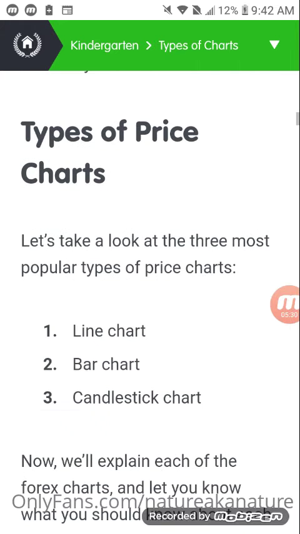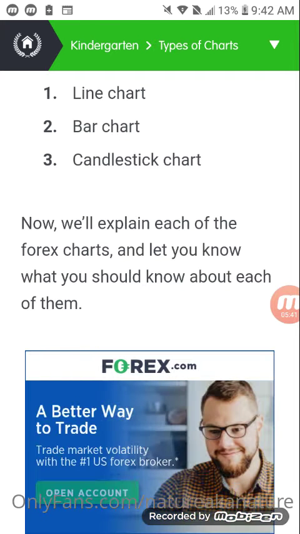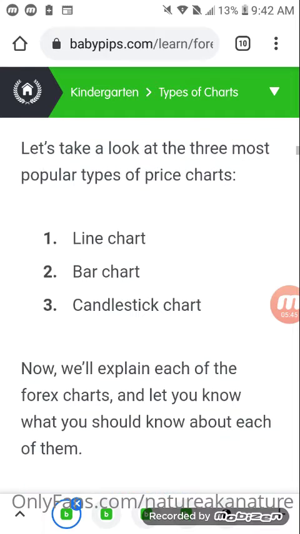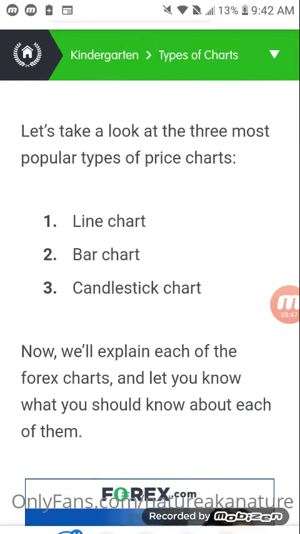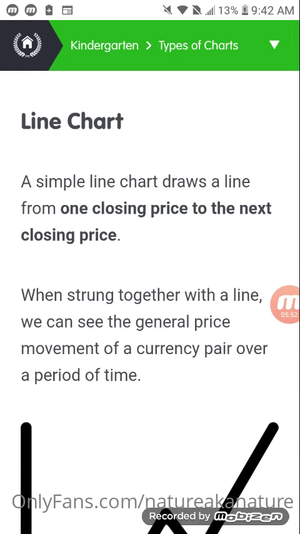So, okay, the types of price charts. Let's take a look at the three most popular types of price charts. We have the line chart, the bar chart, and the candle chart. Now that you understand forex charts, let's go over each of them. We use the candlestick charts; they're the easiest charts to use, but we're going to go over line charts and bar charts real fast so you understand what they are.